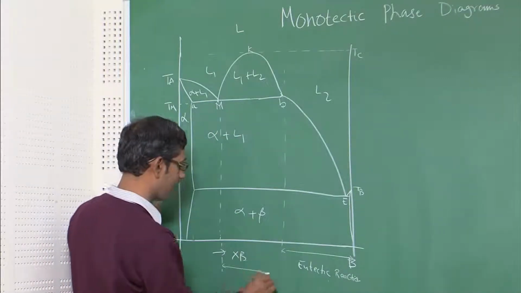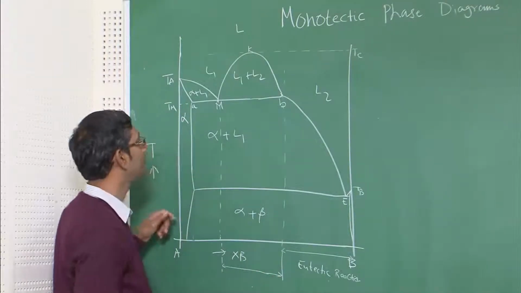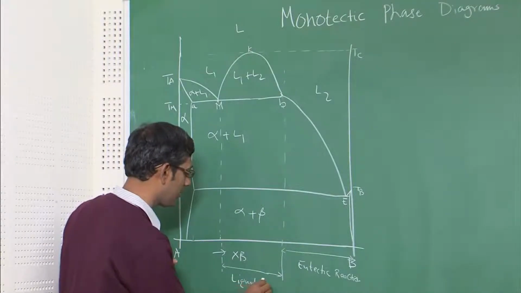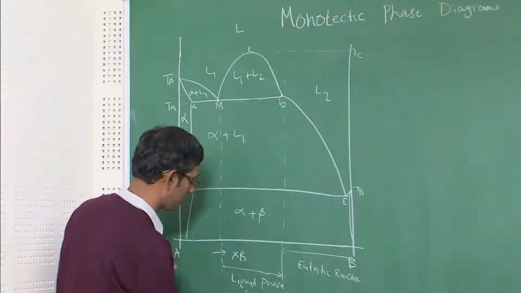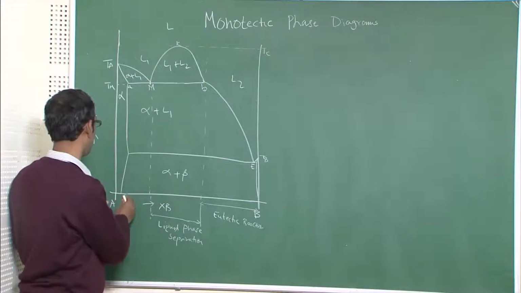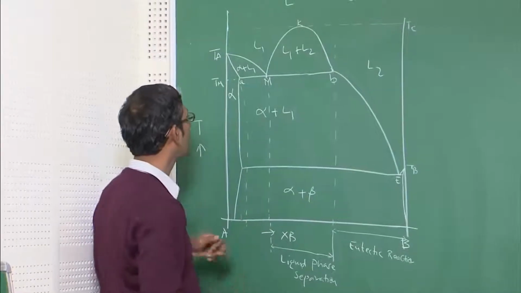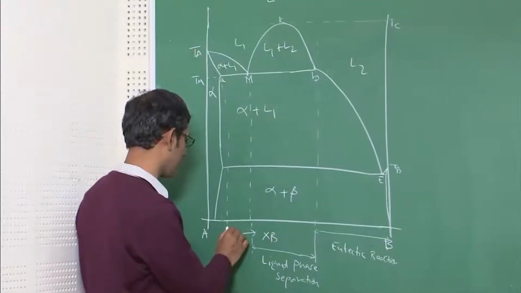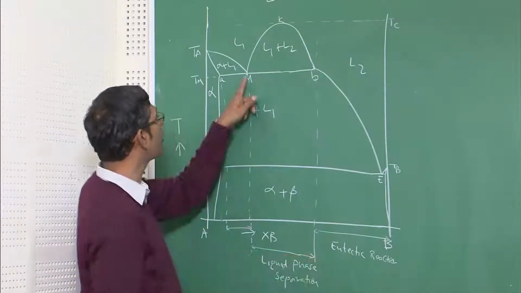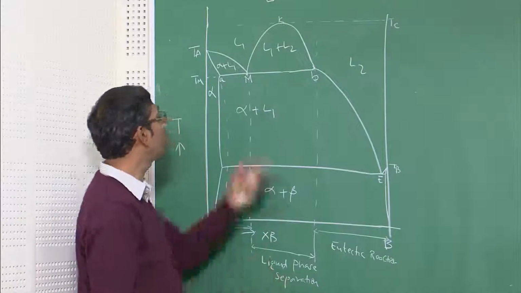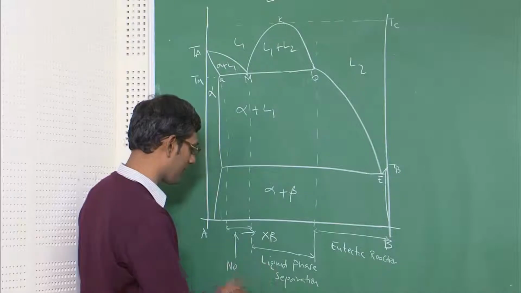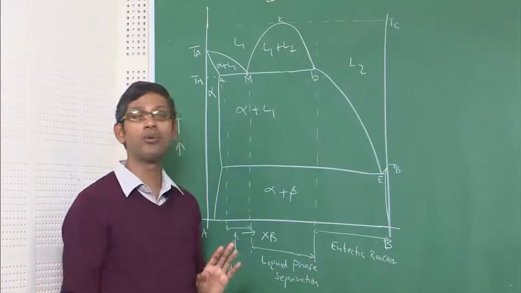One is from this part to this part, which will have liquid phase separation, that means L will separate into two liquid phases. Any alloy between A and M will not undergo liquid phase separation, but it will have monotectic reactions. Remember that this set of alloys will always undergo the monotectic reaction, but liquid phase separation will not happen between A and M compositions, though both will undergo monotectic reactions.